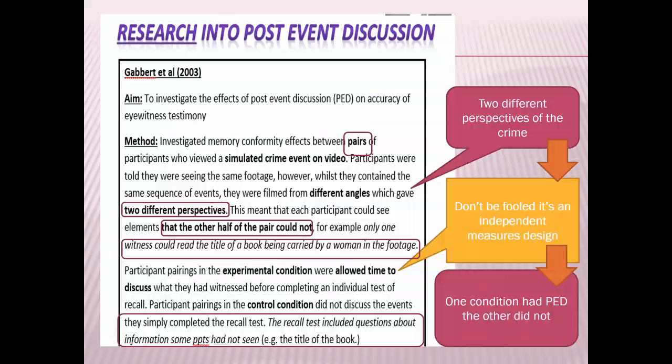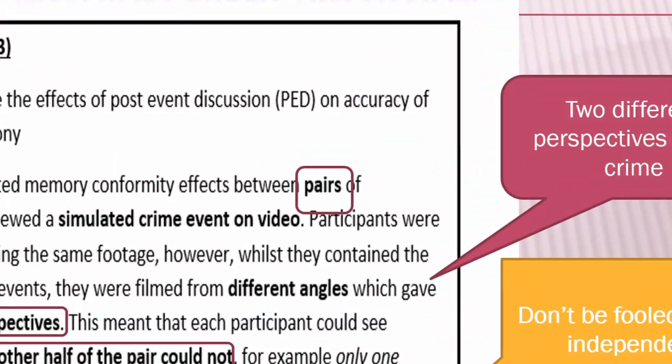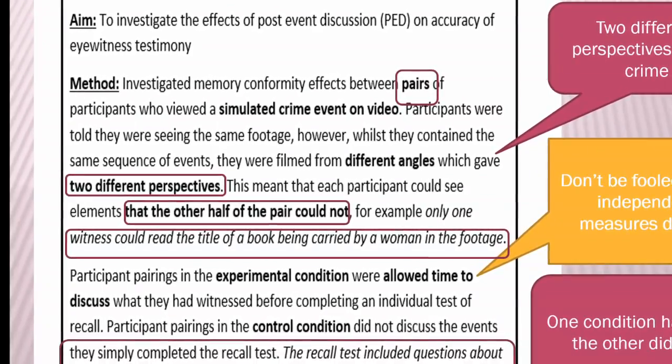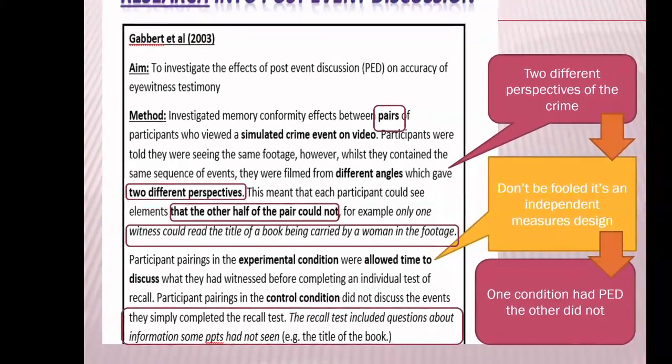Okay. So once we've got that definition in there, we now need to move on to, again, our second piece of research, okay? So the Gabbert study is a little bit more difficult to understand than the Loftus study. So the aim was to investigate the effects of post-event discussion on the accuracy of eyewitness testimony. So the method, a little bit more complex. They investigated memory conformity effects between pairs of participants who viewed a simulated crime event on video.